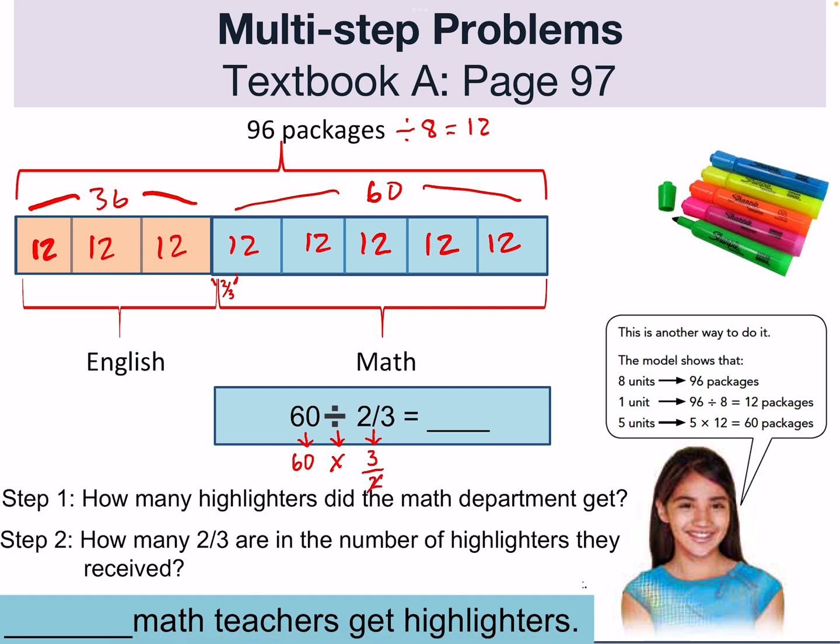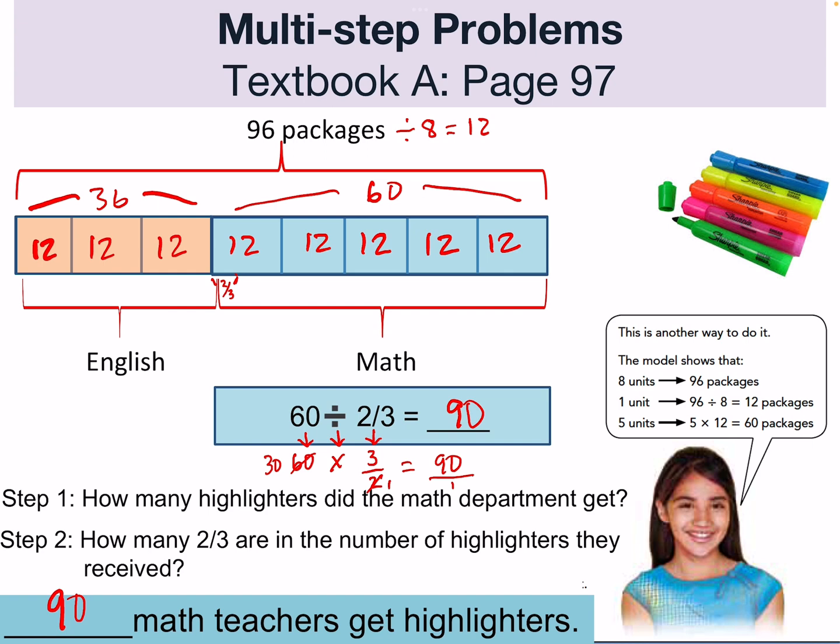And we can, of course, simplify this. There's 1, 2, and 2, and there are 30 2s in 60. And now we multiply across. 30 times 3 is 90, and 1 times 1 is 1. So there are 90 2/3 in 60, and that means that 90 math teachers got highlighters.